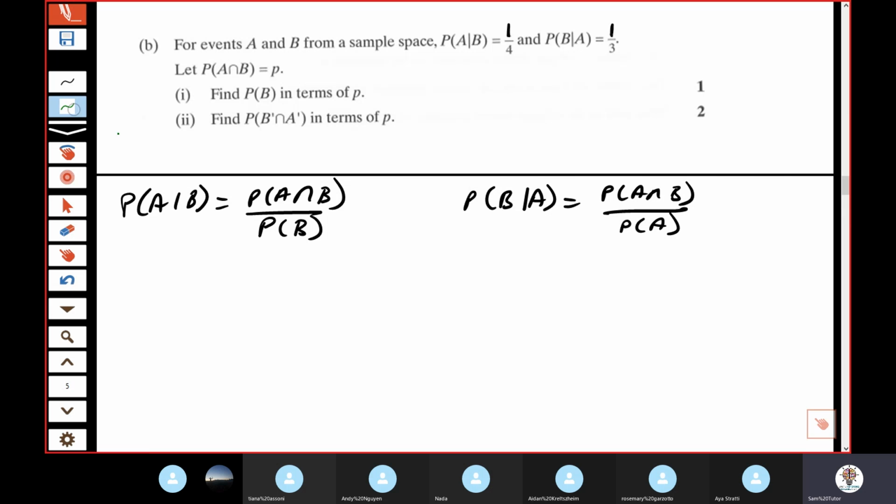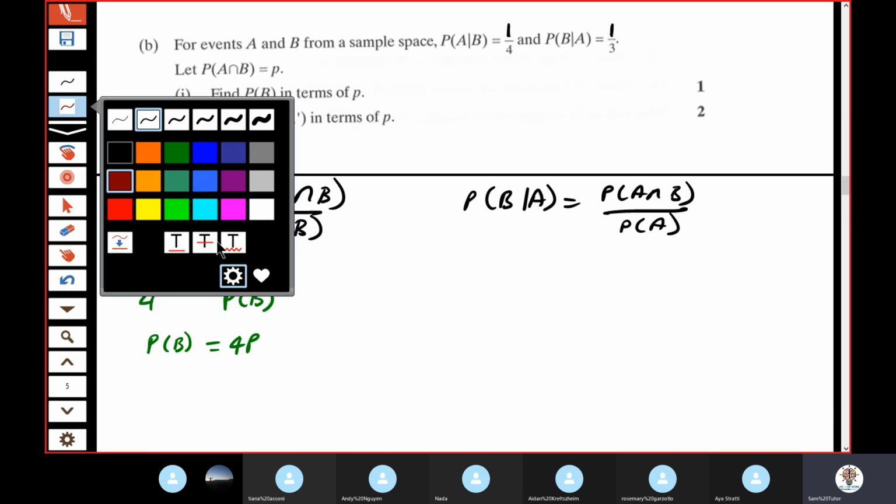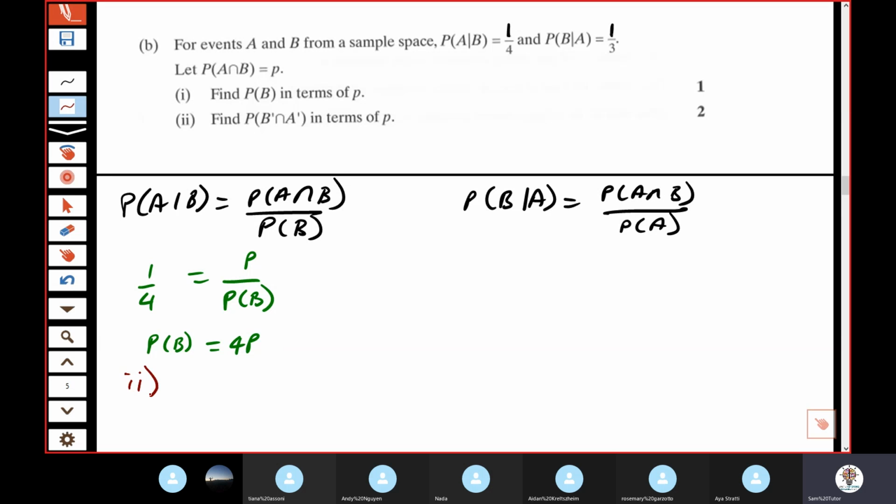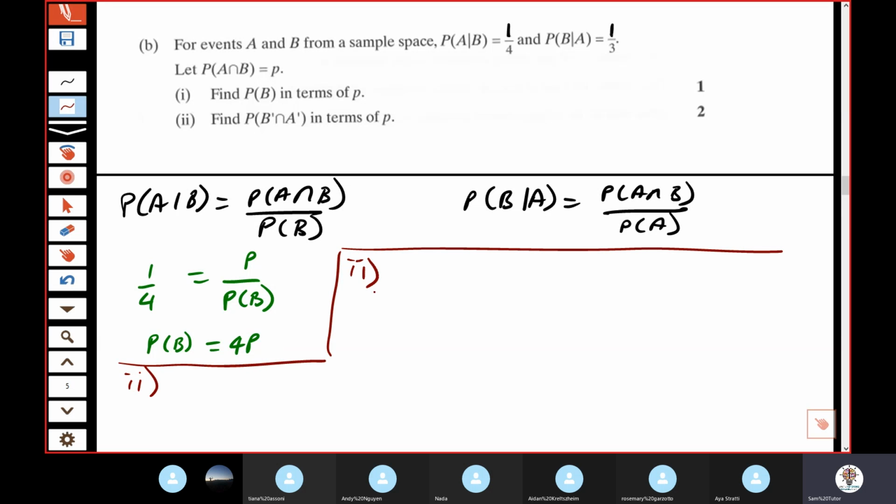Okay, well what do we know? We know A conditional on B is a quarter. We know probability of A and B is equal to P. So cross multiply, and then you just get probability of B is equal to 4P. That's part one done. Find probability of B in terms of P. Done. Part two. Let's do part two.